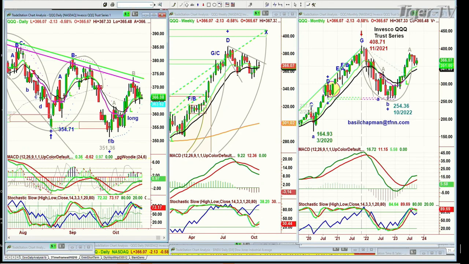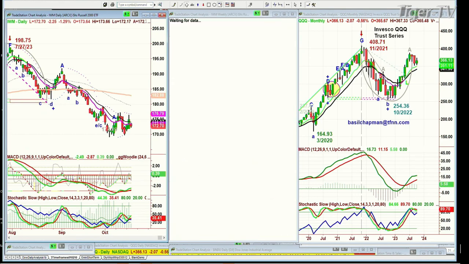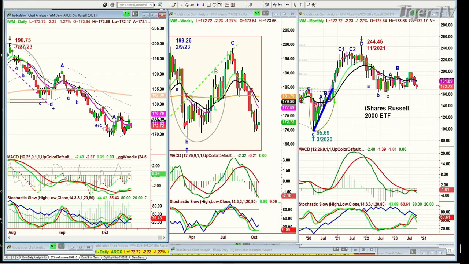Let's go to the IWM, which is the Russell 2000 small caps, just struggling. These small caps, at some point, I'm sure you'll get a good rally, but it just hasn't happened yet.